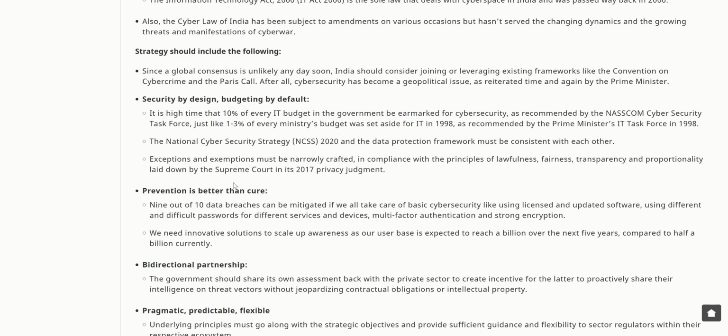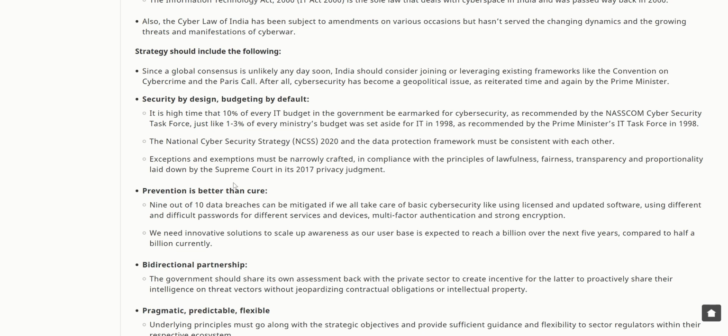Security by design, budgeting by default. It is high time that 10% of every IT budget in the government be earmarked for cybersecurity, as recommended by the NASSCOM Cybersecurity Task Force. Just like 1 to 3% of every ministry's budget was set aside for IT in 1998, as recommended by the Prime Minister's IT Task Force in 1998.